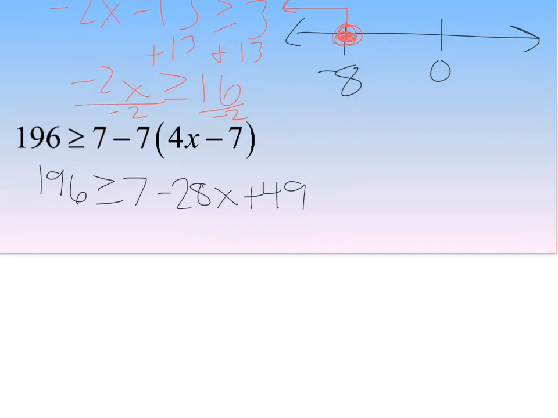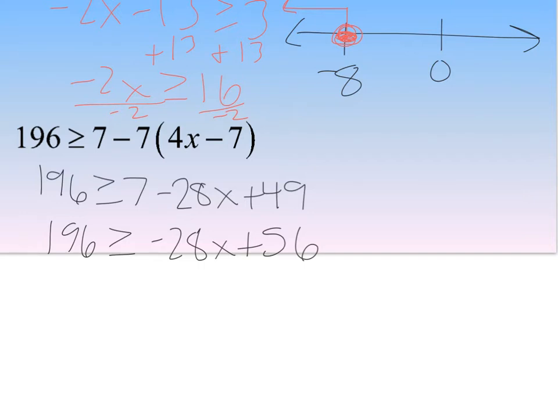Now I can combine my like terms. So -28x, and then 7 and 49 will give me 56. Cool. Okay, so here's what I'm going to do, and you don't have to do this. I'm going to get this over to the other side because I like to have my variable on the left. That way, when I am graphing, the inequality points in the direction that I need to go. Cool?